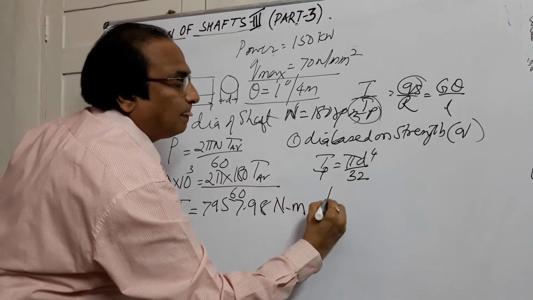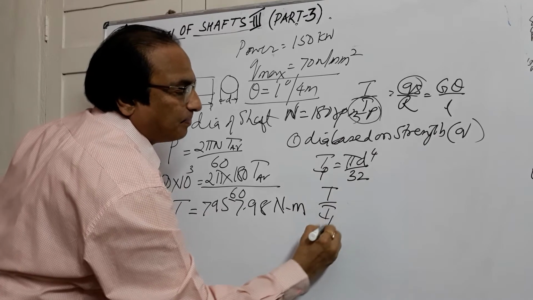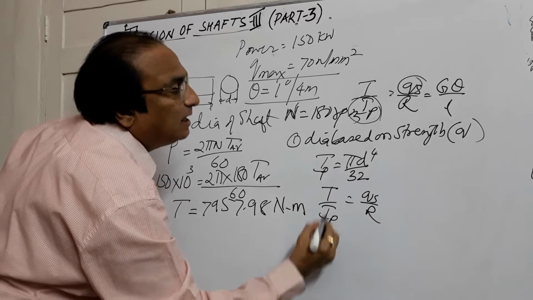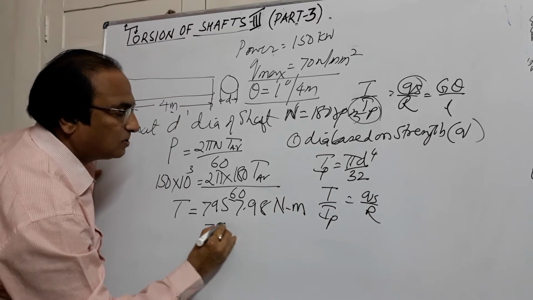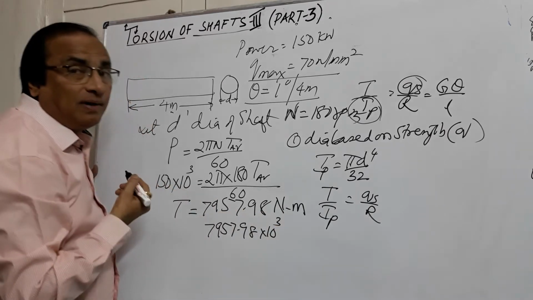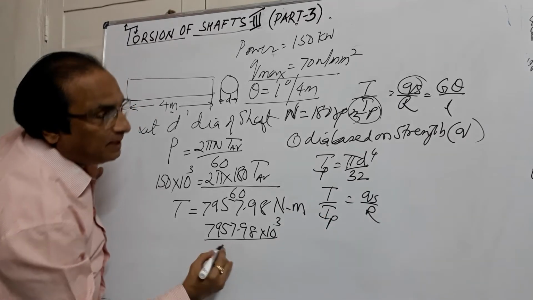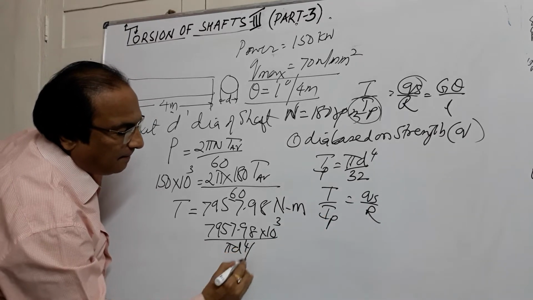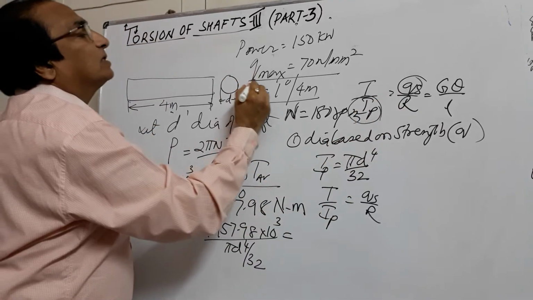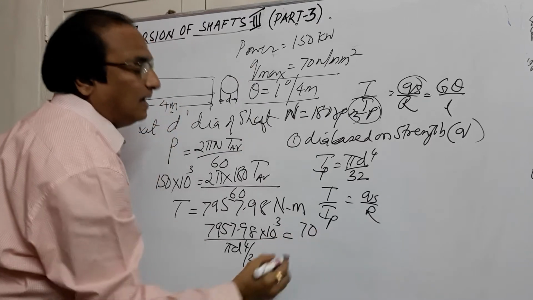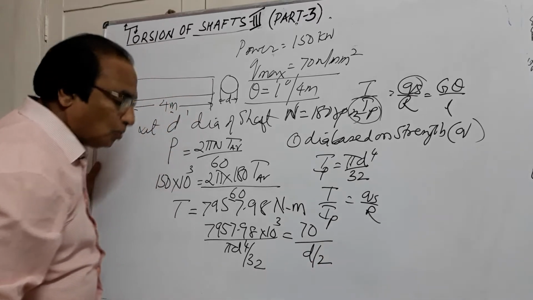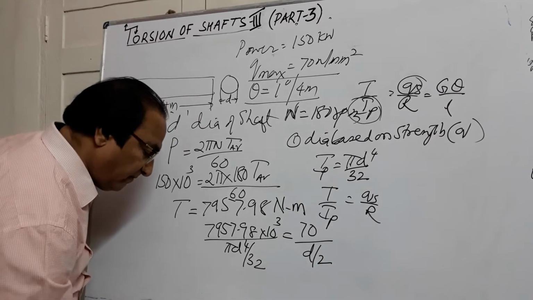If I use the relation T by IP is equal to tau S by R, here T is 7957.98, which is in Newton meter. Let us convert it to Newton mm. Divided by IP, which is pi d4 by 32, equal to tau S, the maximum permissible shear stress, 70 Newton per mm square, divided by R, the radius of the shaft, which is D by 2. The only unknown here is D, so we will simplify for D.